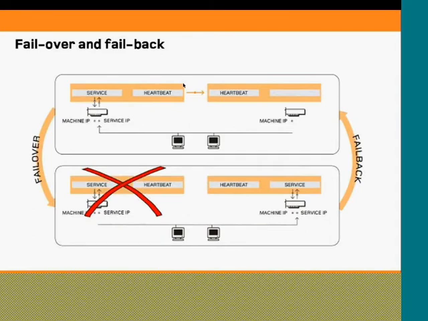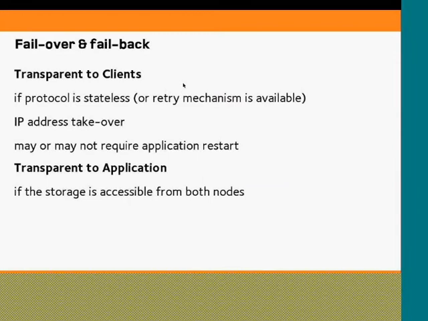Now, in the event of failover, failback, we need to make sure a few things. One thing is our failover and failback always has to be transparent to our clients. That means that when our clients connect to the service, or previously connected to the service, and the service now runs on a different node, then the client must notice as little as possible of that. So ideally, this failover and failback must be completely transparent.